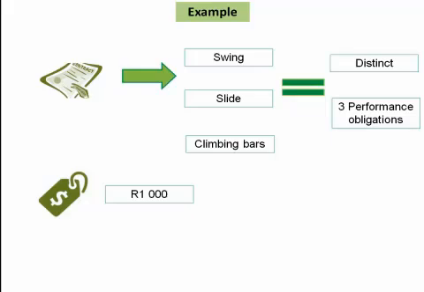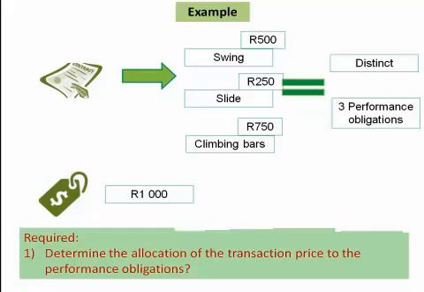Jungle Mania regularly sells each item separately and has established standalone prices as follows: the swing at 500 Rand, the slide at 250 Rand, and climbing bar at 750 Rand. What is required? Determine the allocation of the transaction price to the performance obligations.